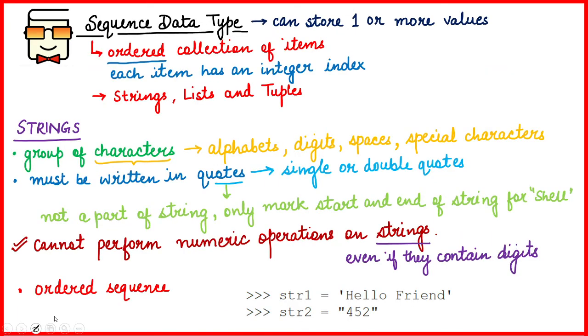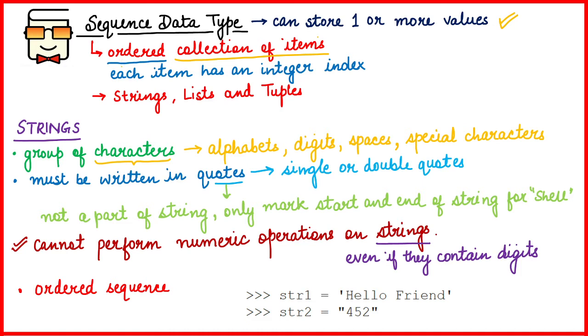Now coming to the next kind of data, which is the sequential data. Sequence data types, as I just told you, can store a single value also, or they can store more than one value. So this is how they are different from the numeric data types. And every sequence data type, that means strings, tuples, lists, all the sequence data types, are ordered collections of items. We'll be decoding these terms one by one. What do we mean by collection of items? By collection of items, I mean that they contain one or more items or values.